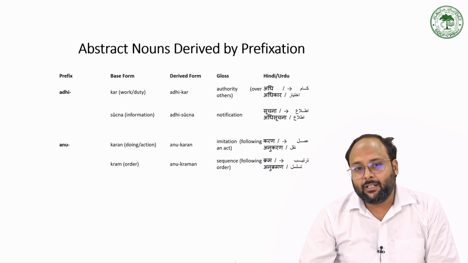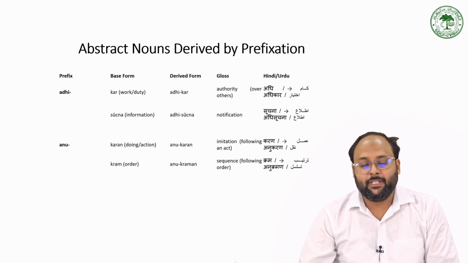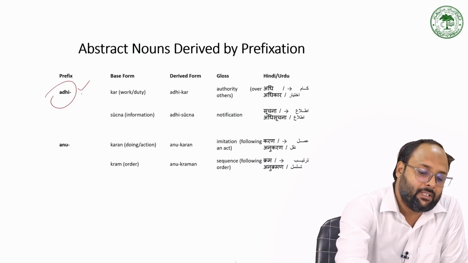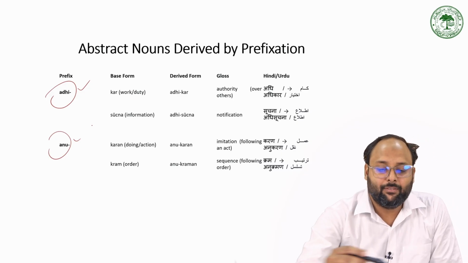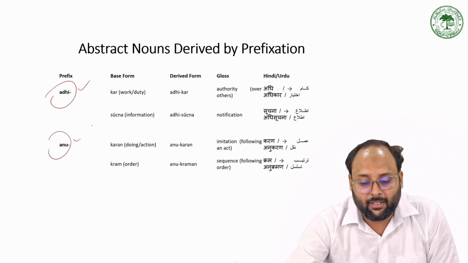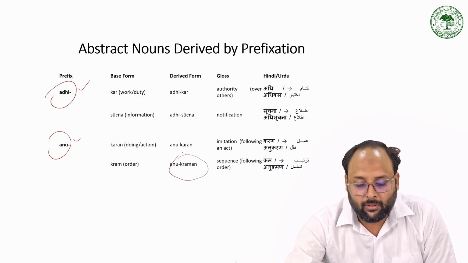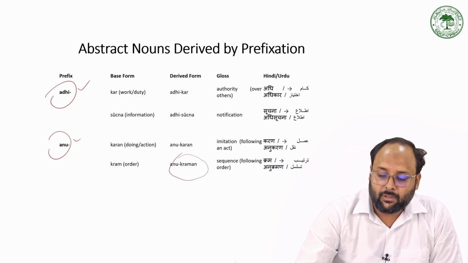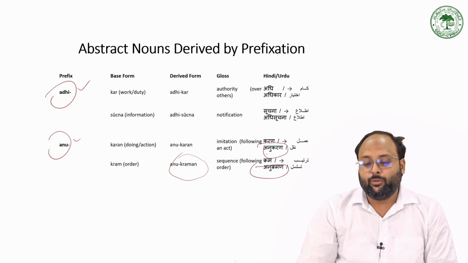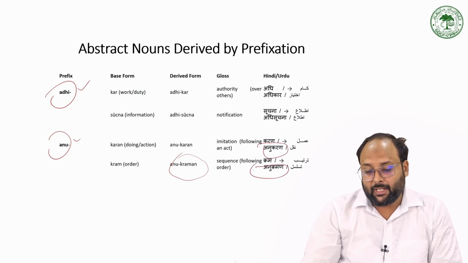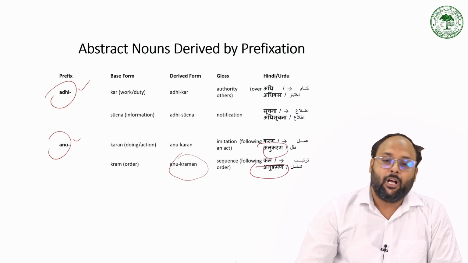And there are other derivations by prefixation. These are other prefixes like adhi and anu. From adhi we can create adhikar and adhisuchna, and from anu, anukaran and anukirman. So these are the words we can create by just adding the anu prefix.